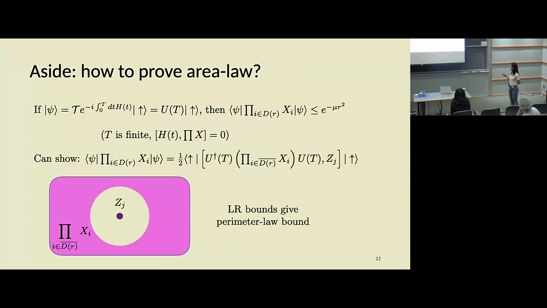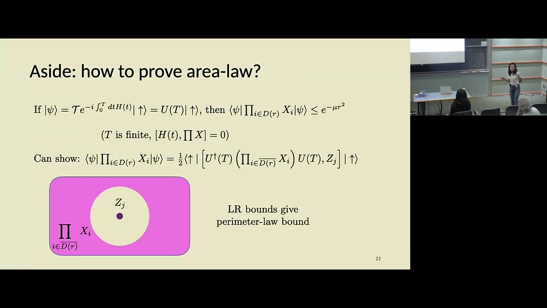So with some simple massaging, you can take this expression and write it as equal to this commutator of, now this is an operator supported way outside of this patch. So it's the operator supported in the complement of the patch. And it's the commutator of that time-evolved operator with an operator deep inside here. This is a symmetry odd operator inside of your patch. It's not hard to show that these are equal.